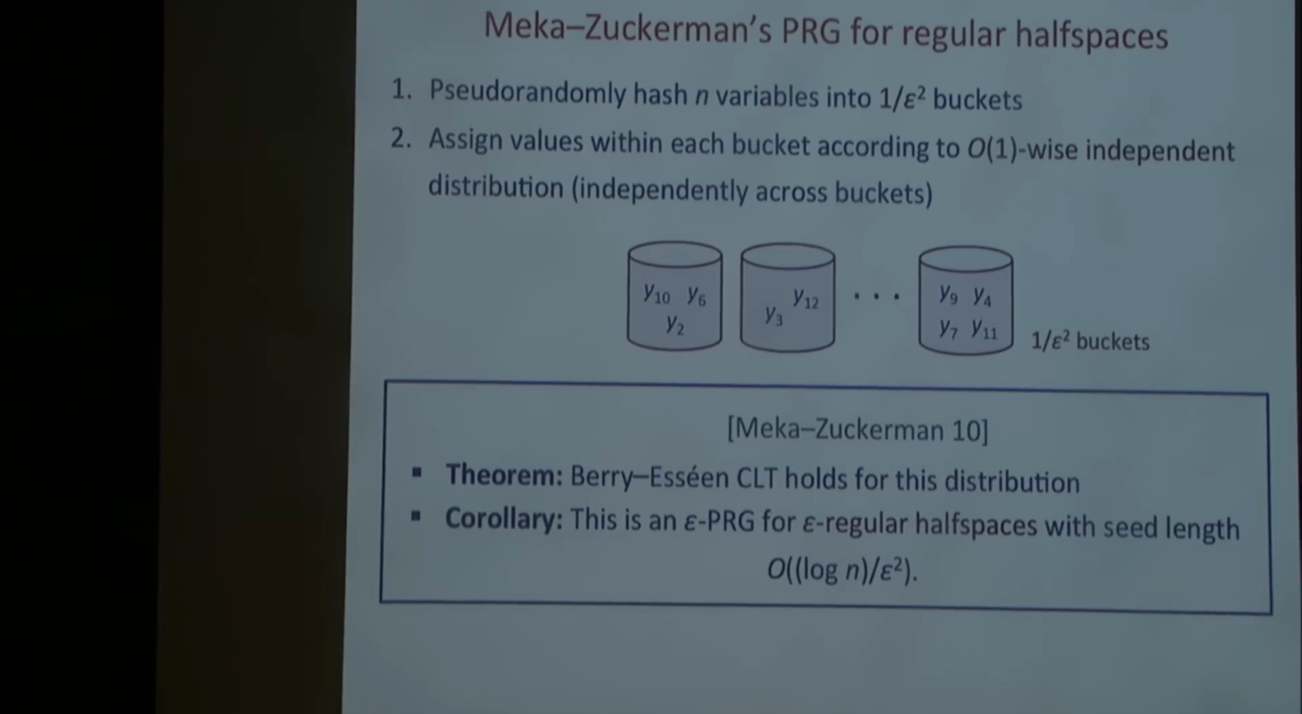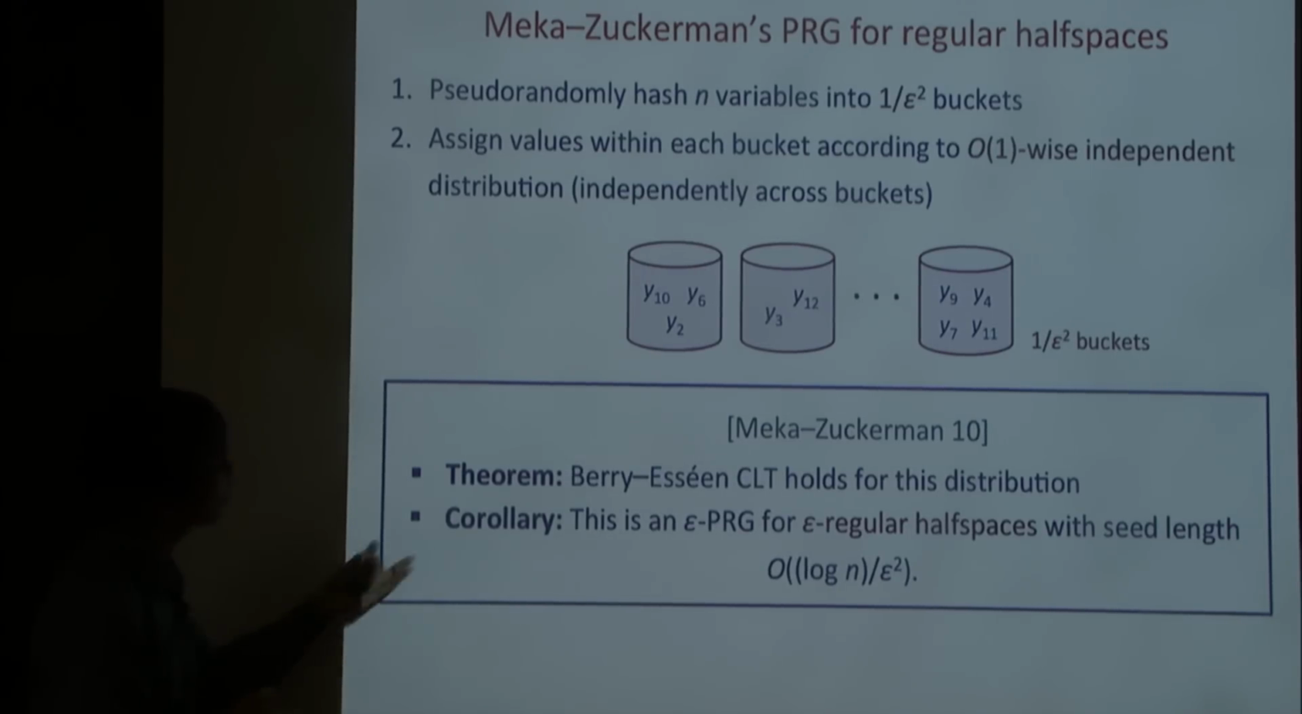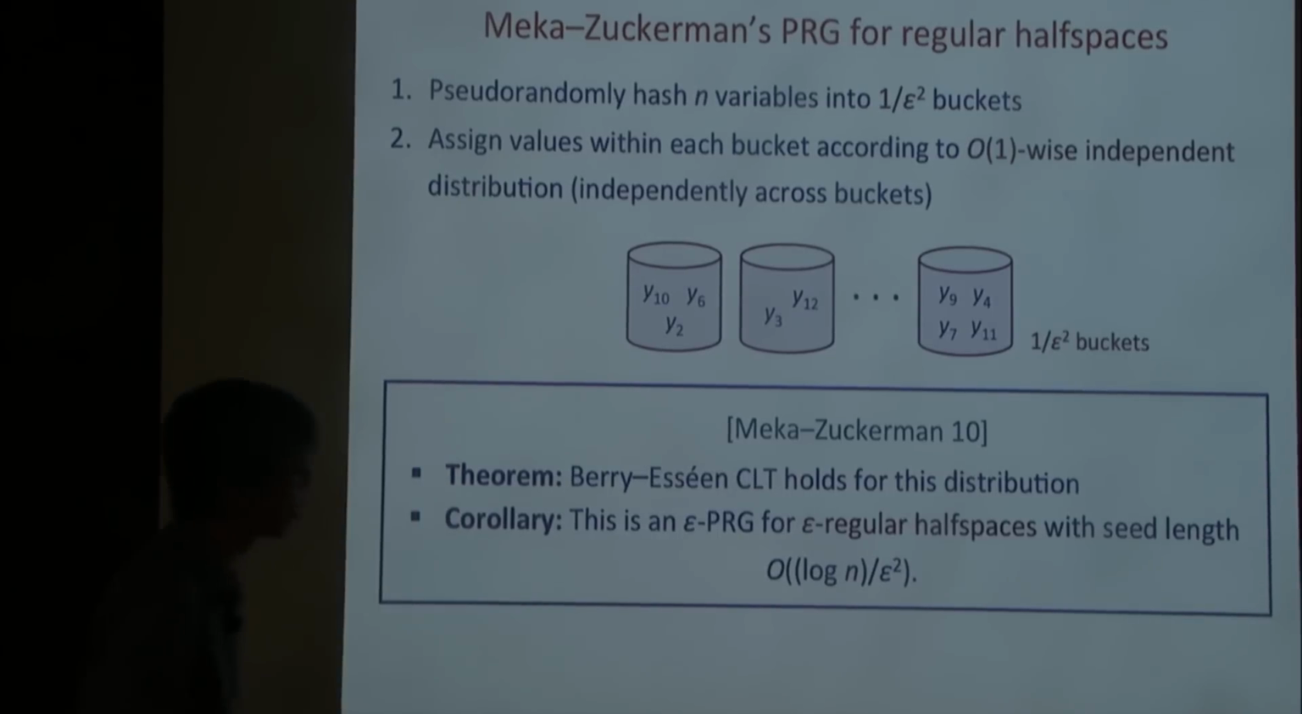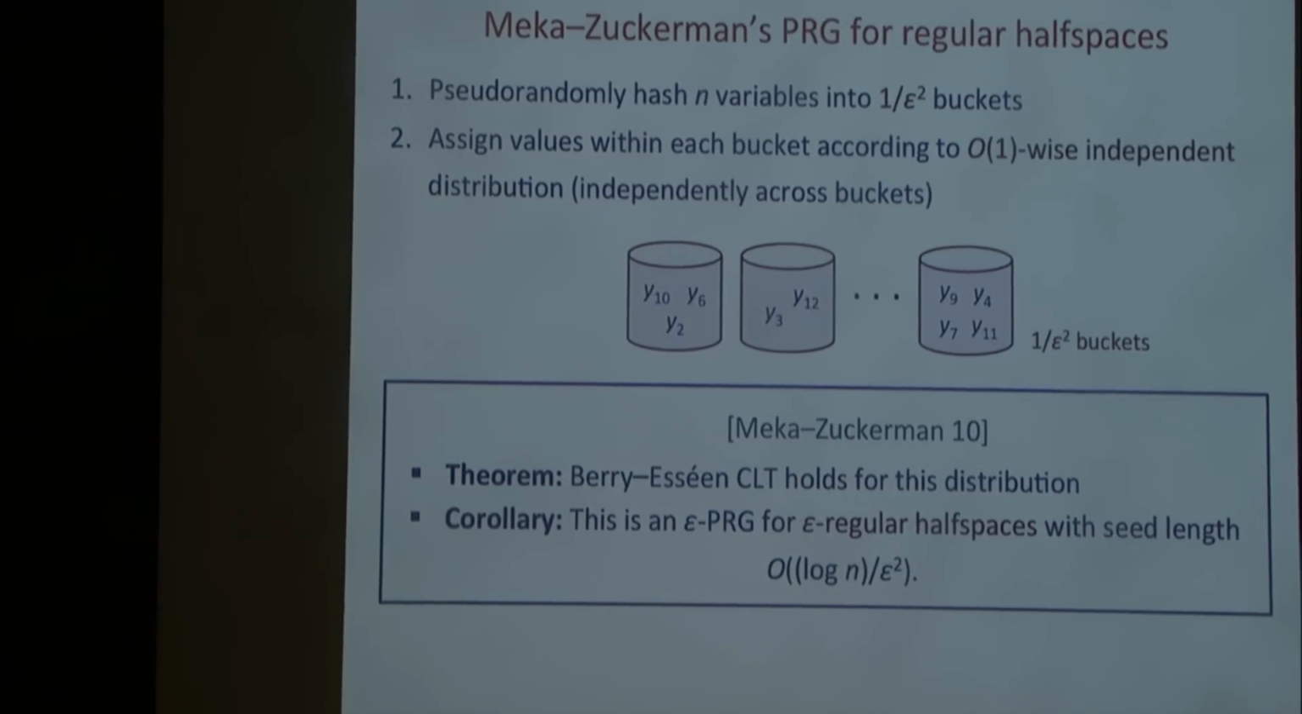Right. Good. And it's not hard to see the seed length: there are 1 over epsilon squared many buckets, each one constant-wise independent. The seed length is very nice. It's log n over epsilon squared. But this could be log 1 over epsilon. Yeah, but it's right, for sure. And indeed, for a single half space, you can achieve log 1 over epsilon. I should say that the paper of Meka-Zuckerman does this as just merely a warm up for them. There are a lot of other very nice things in there, in particular achieving log 1 over epsilon for a single half space.